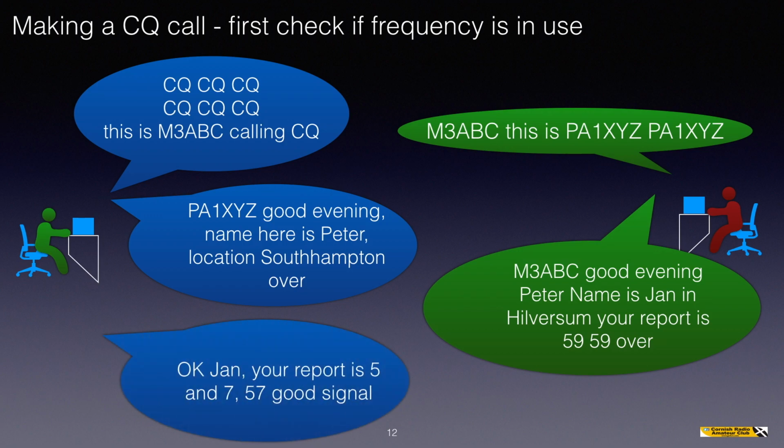And then the final part of the conversation, the final over, might say, okay, Jan, your report is 5 and 7, 57, good signal. So we can see there is no particular format that has to be adhered to, but this would be a very common format and understood easily by both sides and other people listening. And a key part of that QSO, as it is called, that contact, is the signal report.